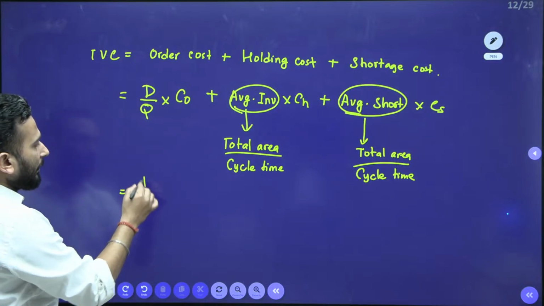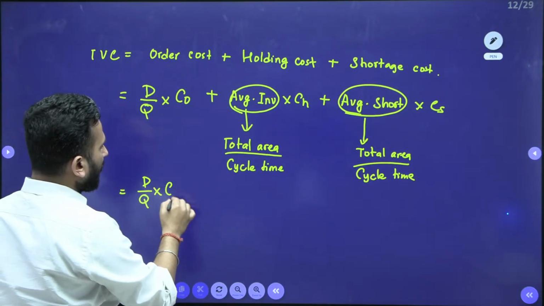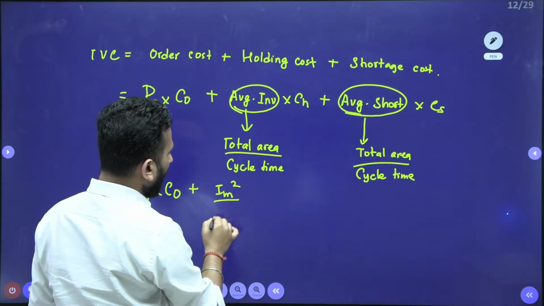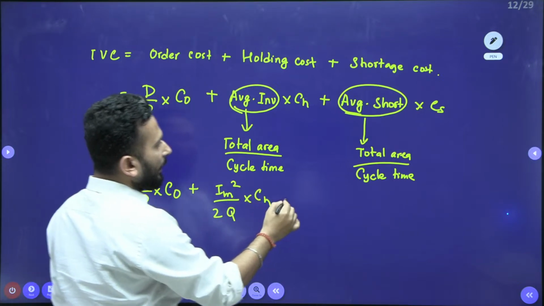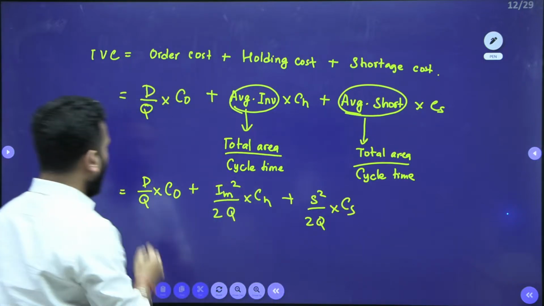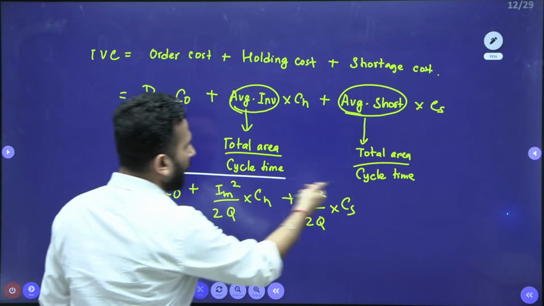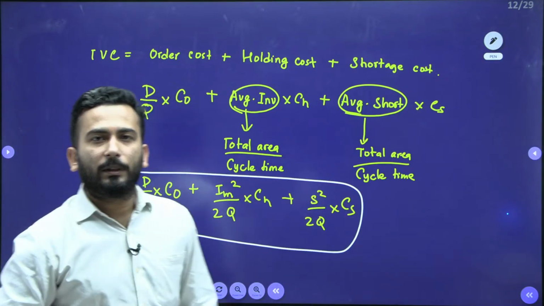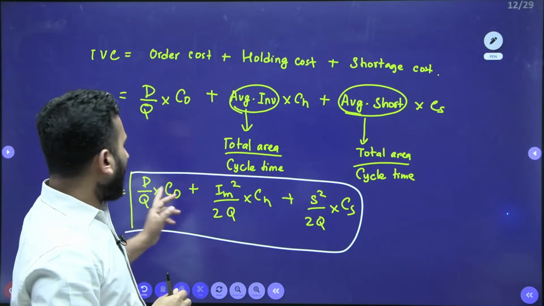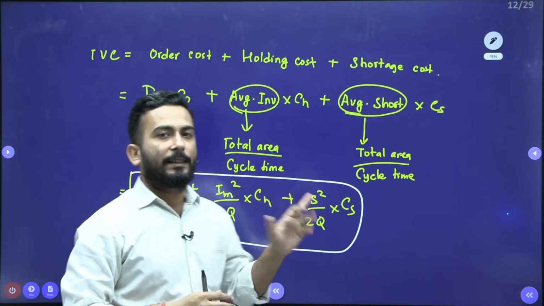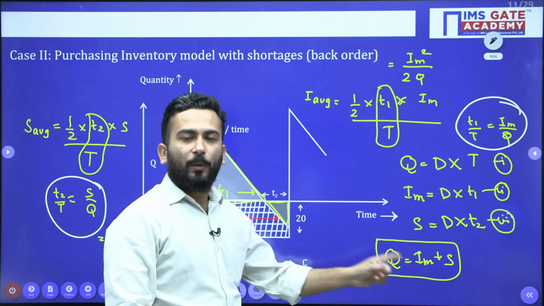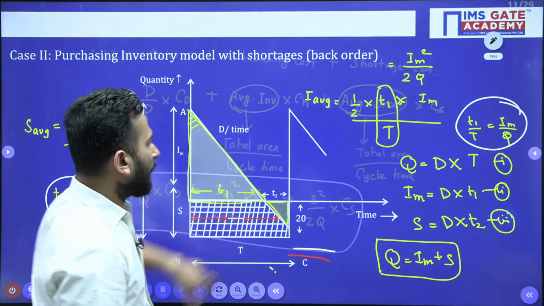So, my dear friends, D by Q into C naught plus IM square by 2Q into CH and plus S square by 2Q into CS. And now, my dear friends, this is the expression for your total variable cost. Getting or not? And finally you know one thing, that we have to differentiate. Now I will be asked, sir, there are 3 variables: Q, IM and S. Now one more expression is there, and from here what I can write? In place of IM I can write Q minus S.